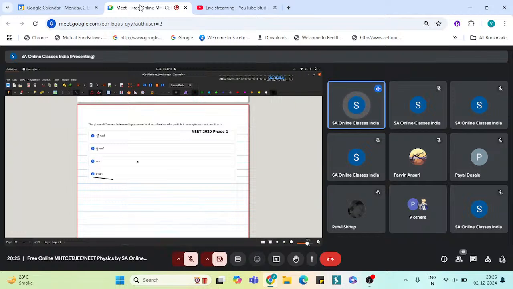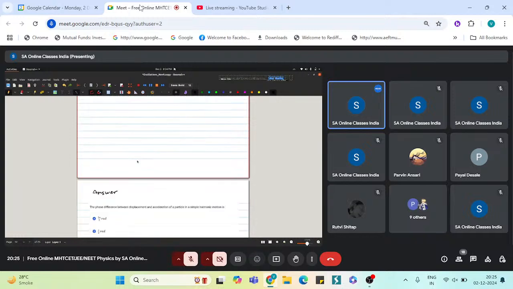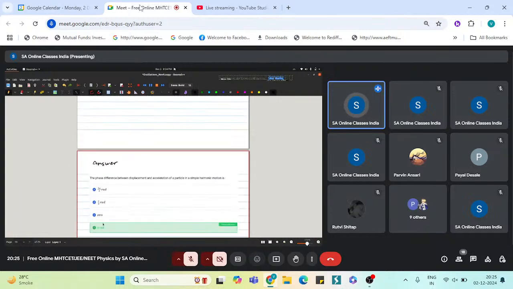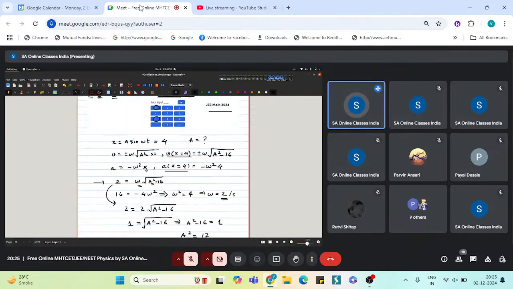Displacement and velocity is pi by 2. Velocity and acceleration is again pi by 2. And displacement and acceleration is pi, right? So the answer is that only. So this was a direct question.